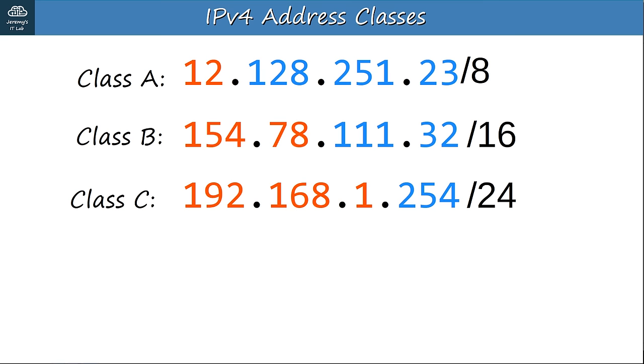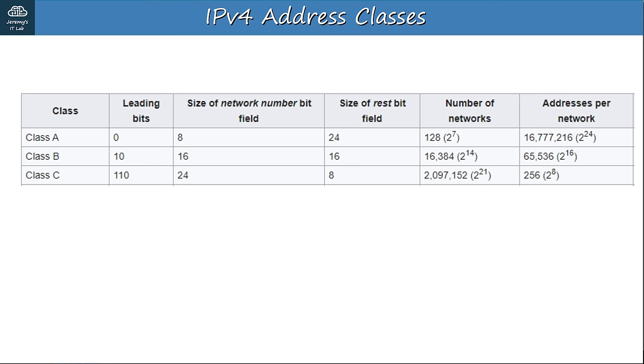Let's take a look at the numbers. So, this is another chart I've taken off of Wikipedia. The leading bits column refers to the first bits of the first octet, which I displayed in my previous table. The size of network number bit field displays the number of bits in the network portion of the IP address, which, as I mentioned, is 8 for class A, 16 for class B, and 24 for class C. Size of rest bit field indicates the remaining number of bits in the address, which is the host portion of the address. 24 bits for class A, 16 for class B, and 8 for class C.